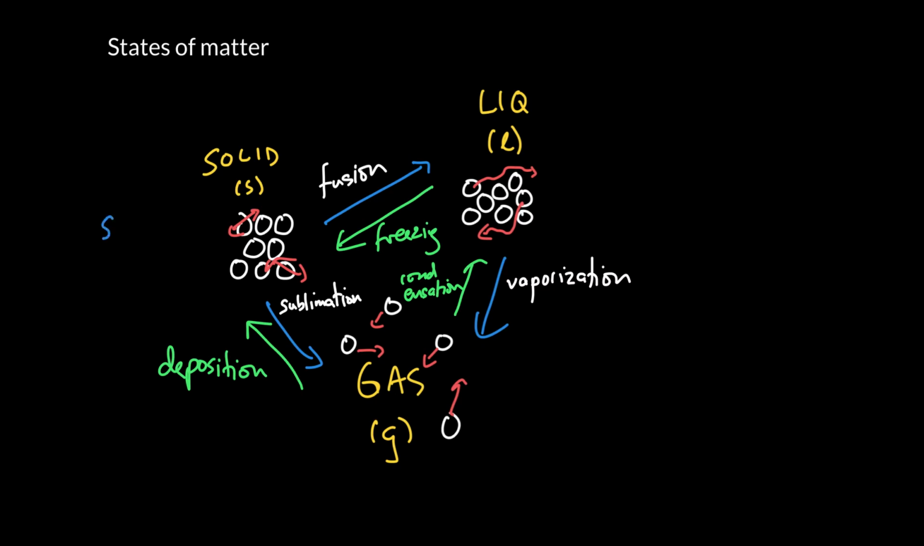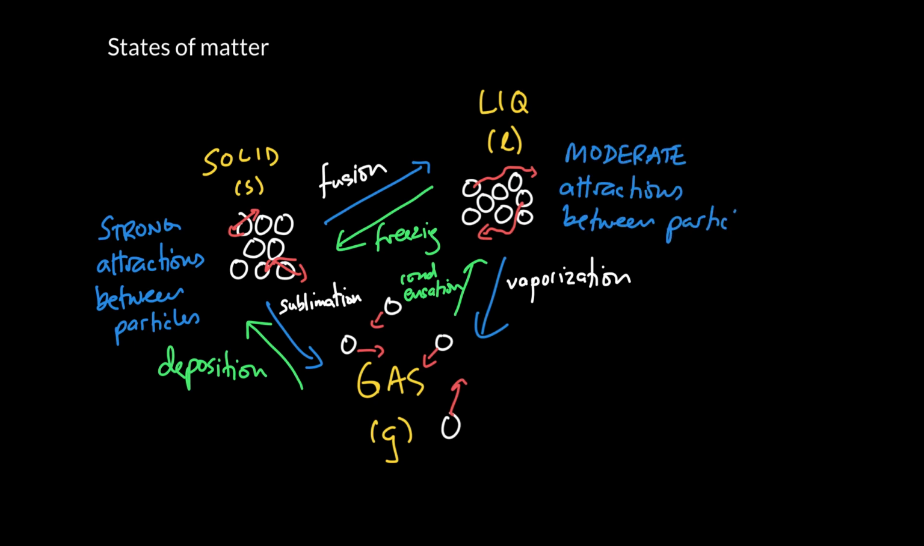In a solid, there are relatively strong attractions between the particles. In a liquid, they are moderate attractions. Whereas in a gas, there are quite weak attractions. Now, when I say strong, moderate, or weak, it may actually be exactly strong, moderate, or weak, or it might be strong relative to thermal energy. At very low temperatures, there's not a lot of energy coming from the environment, so an attraction might be strong compared to the environment that it's in.